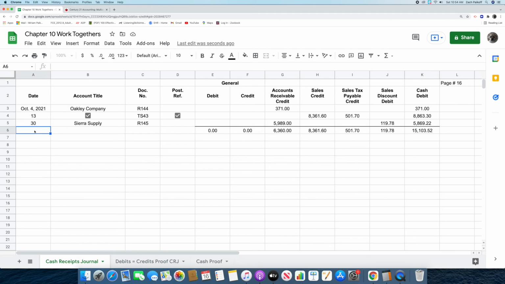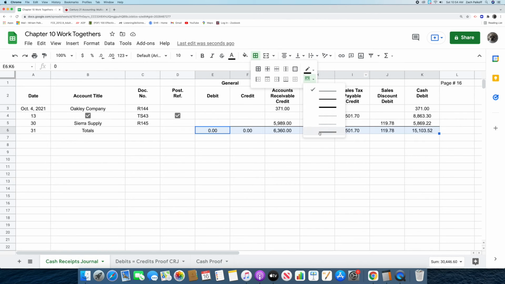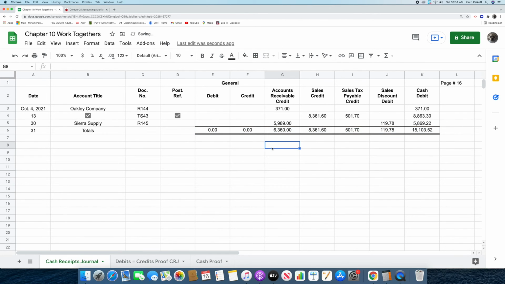So the last thing that we're going to do here is return back to the cash receipts journal, put in the last day of the month, which is October 31st. We're going to identify these numbers as totals. And finally, we're going to draw a double line rule. And a double line rule here means that the work has been checked for accuracy and is considered complete.